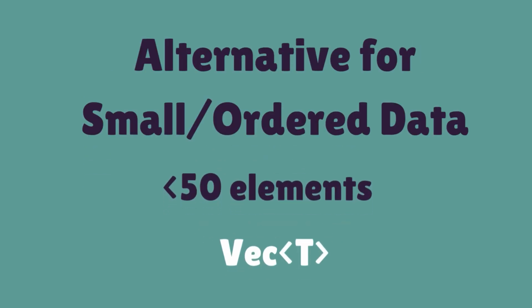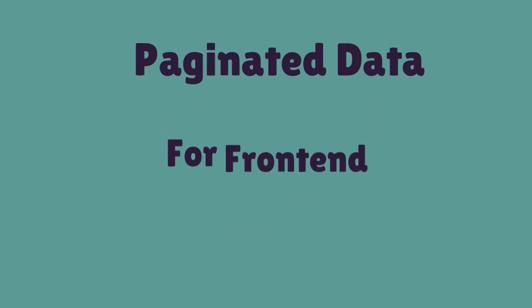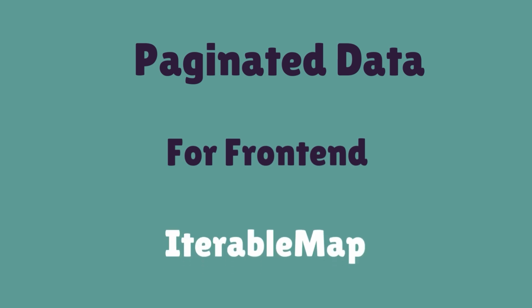Rust native collections are simple to use but load the entire collection into memory on every read or write. Use them only when the list is guaranteed to be tiny. And for paginated data, we will use IterableMap, which allows fetching a range of keys, which helps front-end applications avoid costly full contract scans.